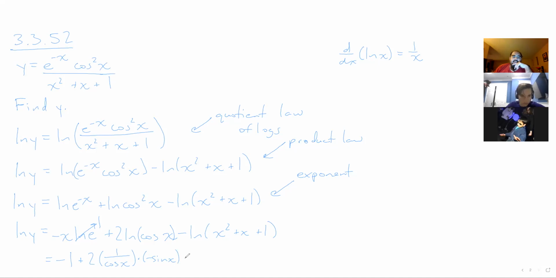And then a similar thing here, minus. Go ahead, Jonathan. 1 over x squared plus x plus 1, times 2x plus 1. Okay, all right.